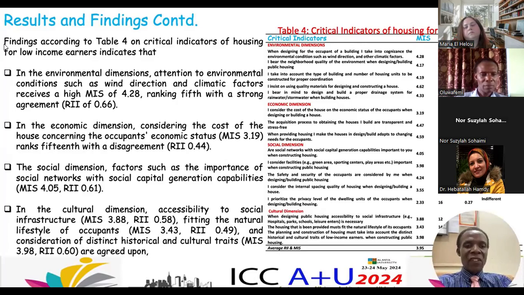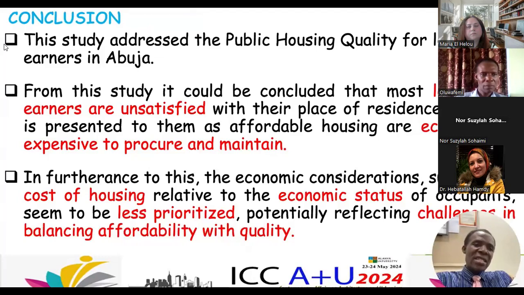Fitting the natural lifestyle of occupants gave us the MIS of 3.43 and RRI of 0.49. And consideration for distinct historical and cultural traits gave us MIS of 3.98 and RRI of 0.60. All these were agreed upon. The implication of this is that the result shows how the public housing quality for low-income earners can be addressed.